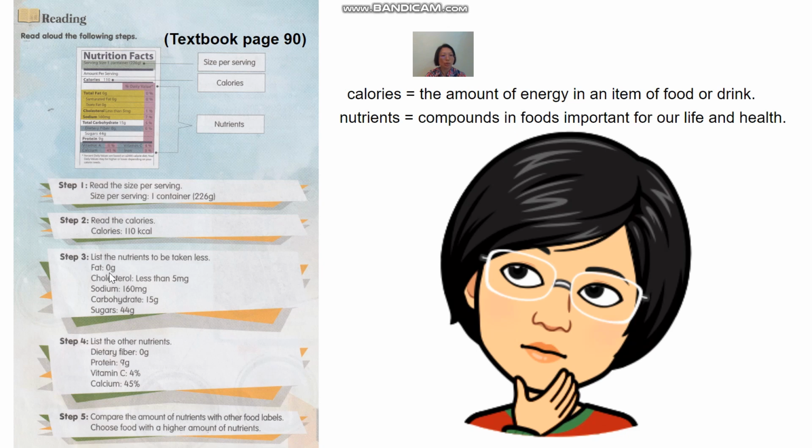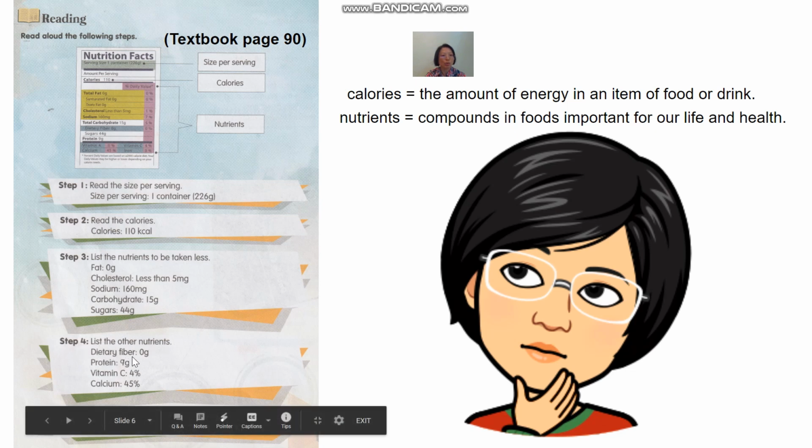Fat, 0 gram. Cholesterol, less than 5 milligram. Sodium, 160 milligram. Carbohydrates, 15 gram. Sugars, 44 gram. Step 4, list the other nutrients. Dietary fiber, 0 gram. Protein, 9 gram. Vitamin C, 4%. Calcium 45%.